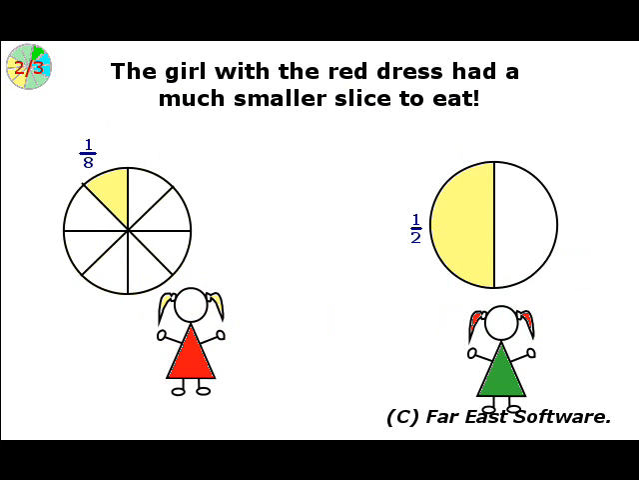Well, although they both had one slice of pizza each, the girl in the red had a much smaller slice. This is because, as you can see in the figure, when you cut a pizza into 8 slices, you end up with much smaller slices. Notice that the girl had one part out of 8 parts. So this represents the fraction 1 by 8. Similarly, the girl wearing the green dress had half a pizza.